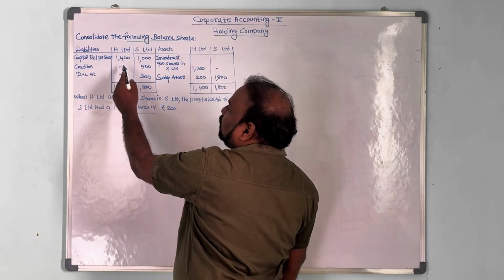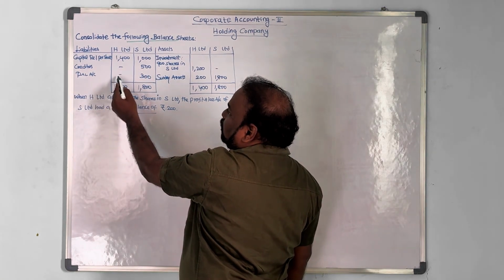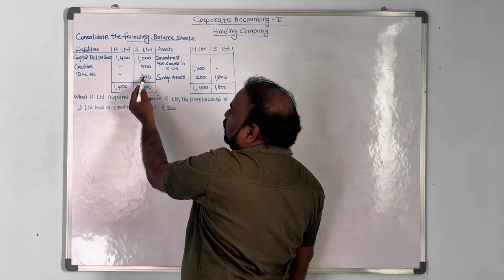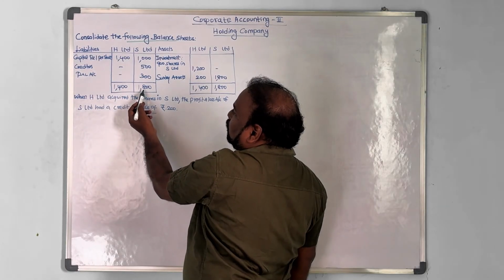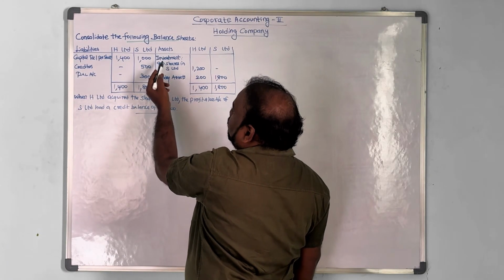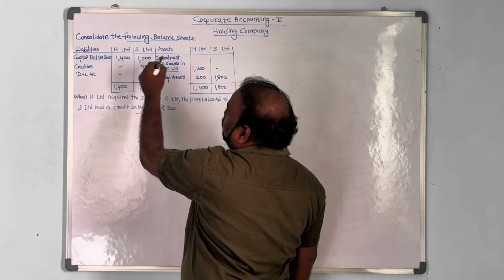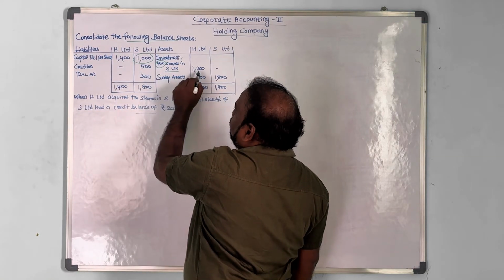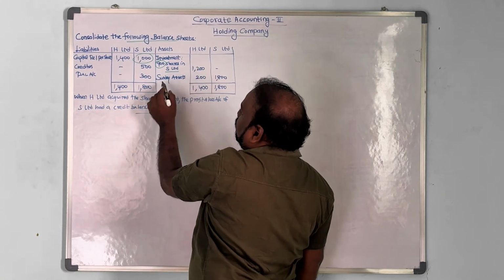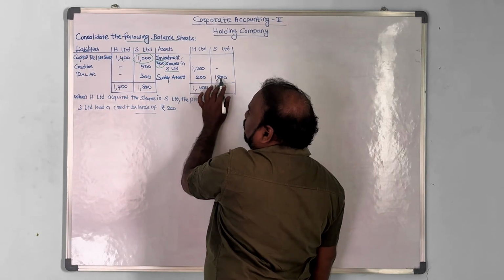Then creditors: H Limited nil, S Limited 500. P&L account: H Limited nil, S Limited 300. The total of H Limited is 1400, S Limited 1800. Then assets: investment in 900 shares in S Limited. H Limited purchased 900 shares and paid 1200. Sundry assets: 200 for H Limited, 1800 for S Limited.